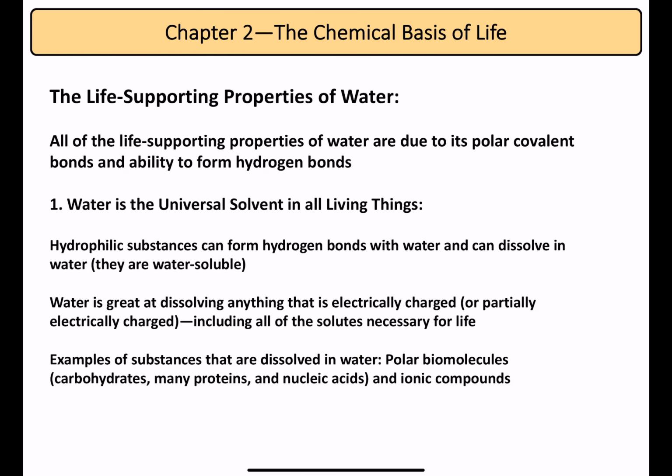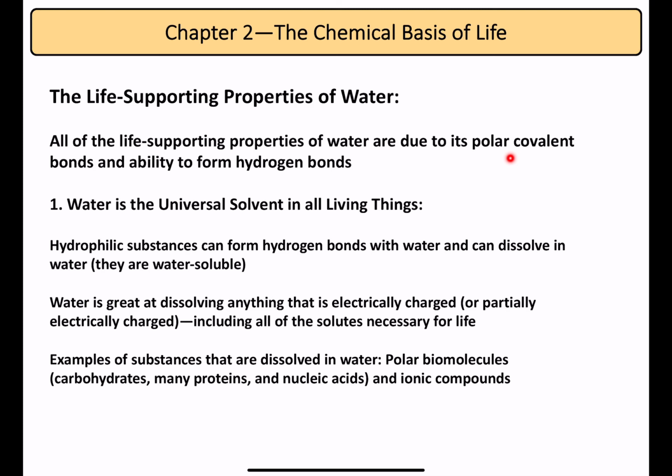And our last topic is going to be about the special life-supporting properties of water. And all of these life-supporting properties that I cover draw back to the fact that water is composed of two polar covalent bonds, and therefore it's an electrically charged molecule. So all of that is due to the fact that water is charged.